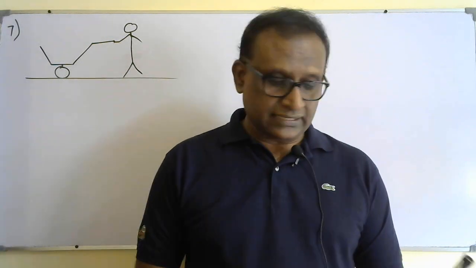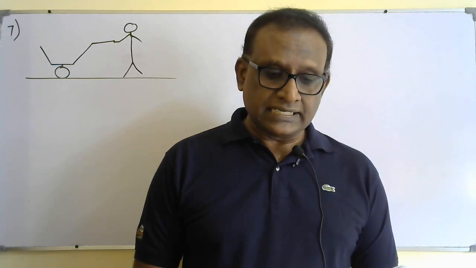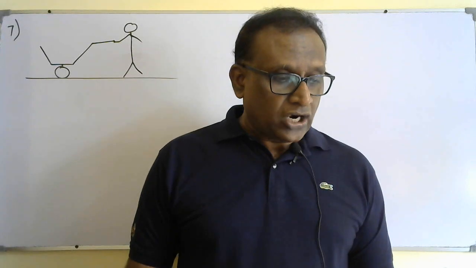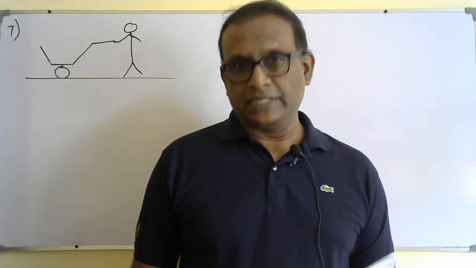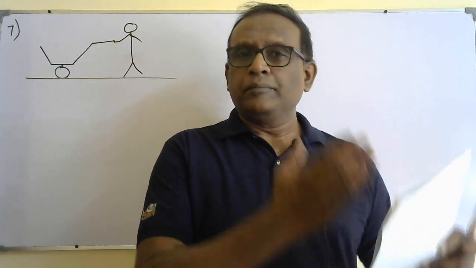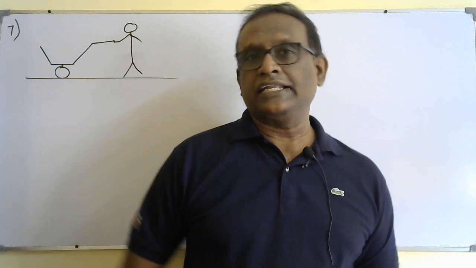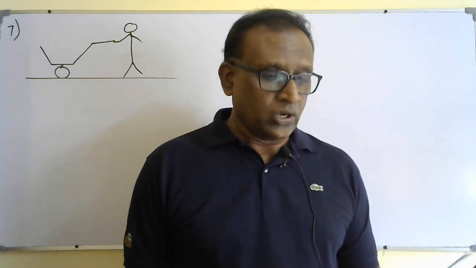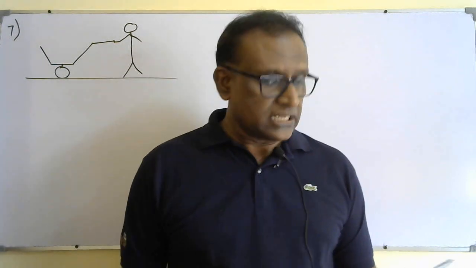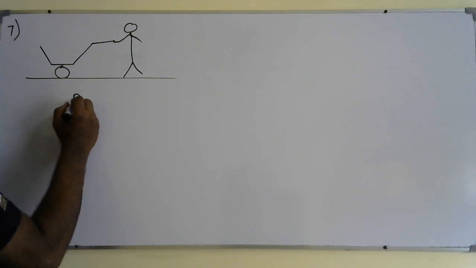There's nothing like that. When you think about Q and R, the person exerts a force Q on the trolley, and the trolley exerts a force R on the person. When object A exerts a force on object B, object B will exert the same magnitude of force on A. So that's a Newton's third law pair of forces. So Q and R are the third law pair. For question number 7, the correct answer is B.